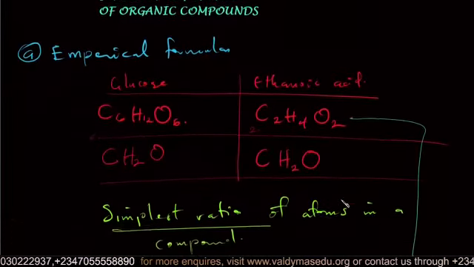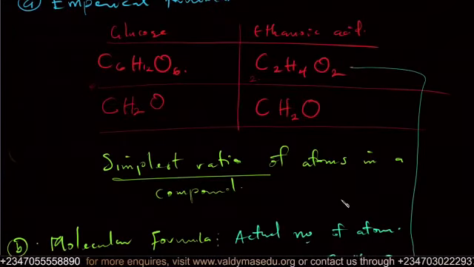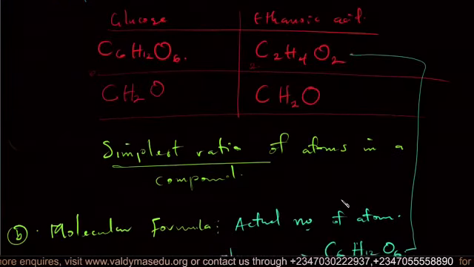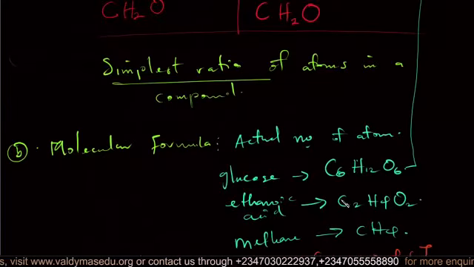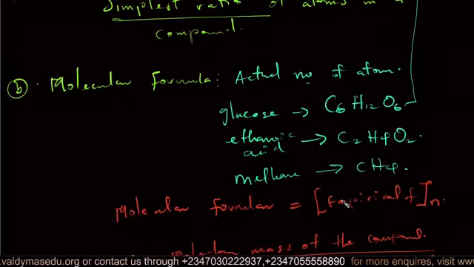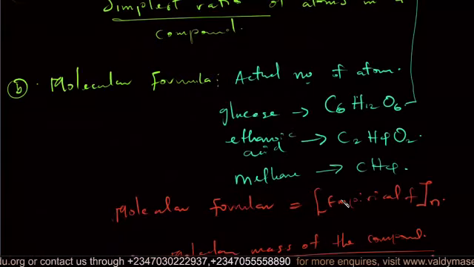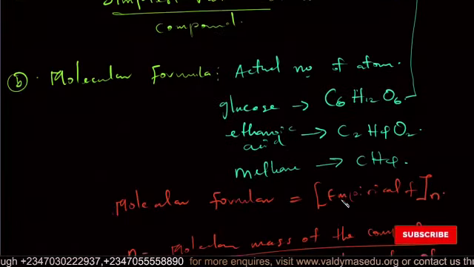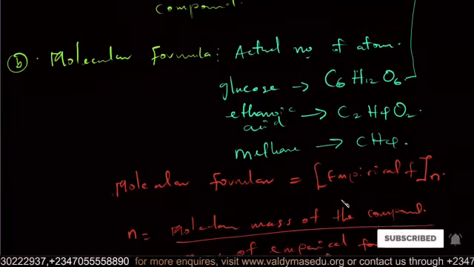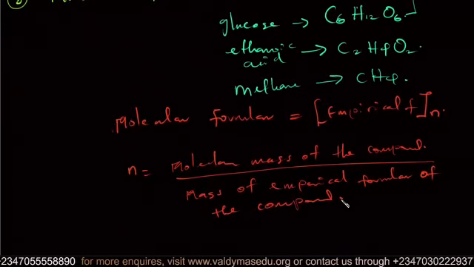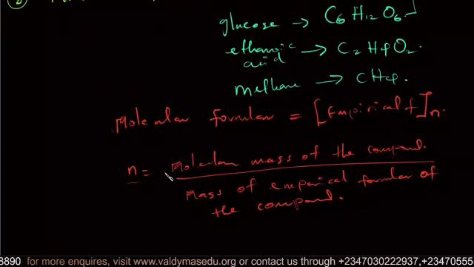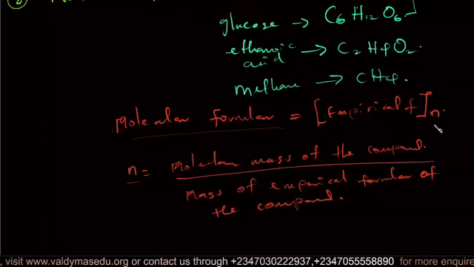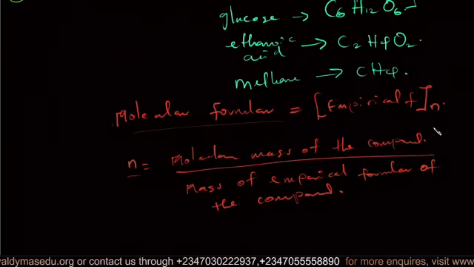Okay, so let's go back to it again. Don't forget, empirical formula is the simplest formula of the atoms in a compound. So it shows the lowest ratio in which the atoms can combine. Also, molecular formula shows the actual number of atoms present in a molecule. Like glucose, the molecular formula for glucose is C6H12O6. For ethanoic acid, we have C2H4O2. Then for methane, it is CH4. Then we have this formula to find n, to find the molecular formula. We have it to be empirical formula multiplied by the number.